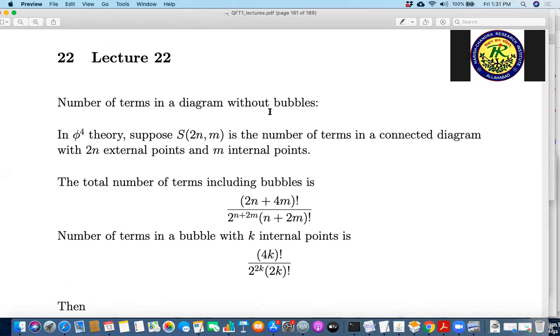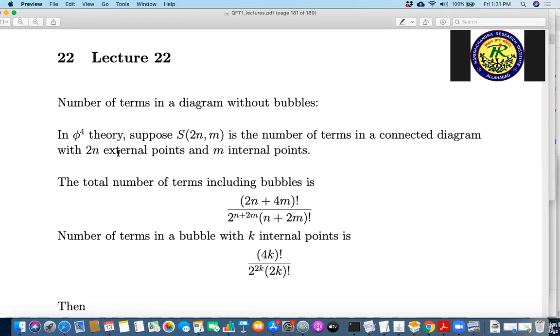First I want to make a correction in the formula that I gave for the number of terms in a diagram without bubbles. In fact, the formula that I gave I think is valid for m equal to 1, but at higher order you have corrections, and I'll explain this today.